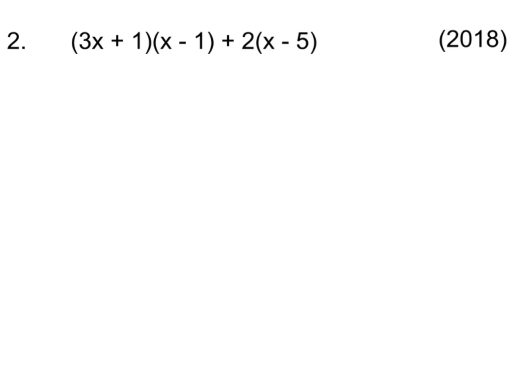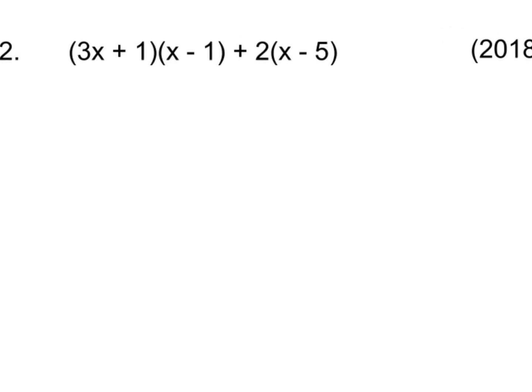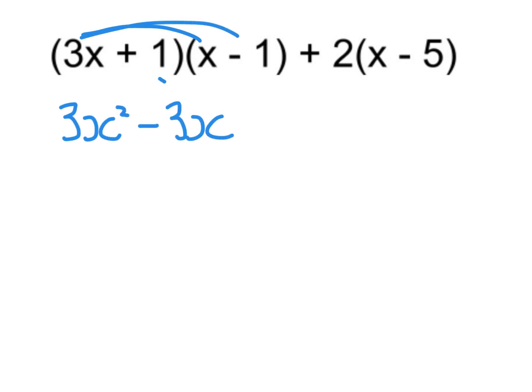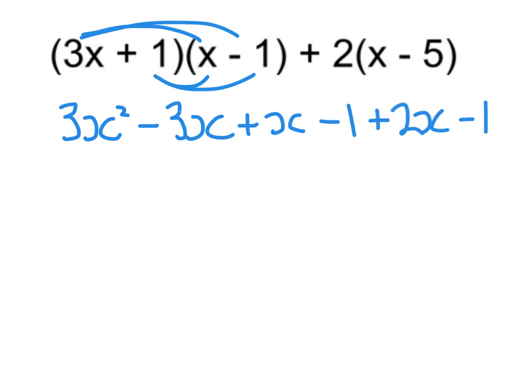This one is very similar, only it's not a squared bracket, so we can go straight to multiplying the brackets. This one was asked in 2018. If we multiply out the brackets, 3x times x is 3x squared. 3x times minus 1 is minus 3x. 1 times x is just x. 1 times minus 1 is minus 1. And then we're going to multiply that second bracket by positive 2, which gives us plus 2x, and then 2 times 5, minus 10.